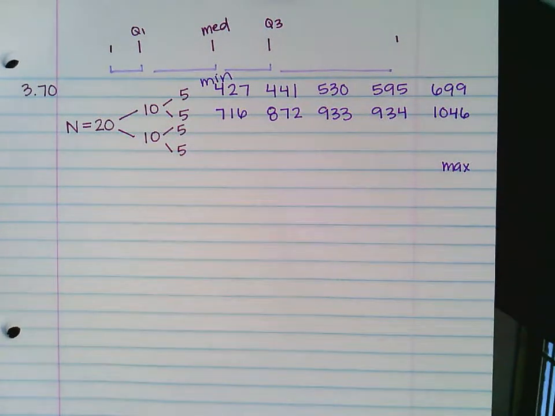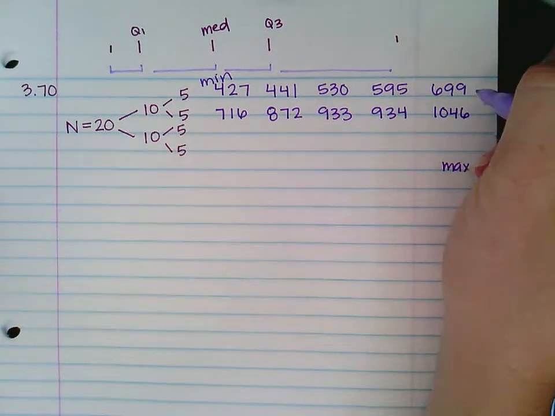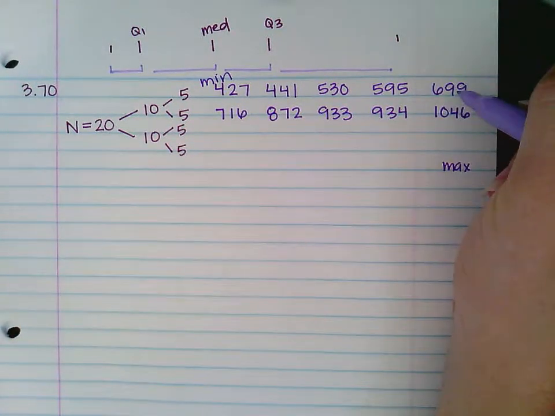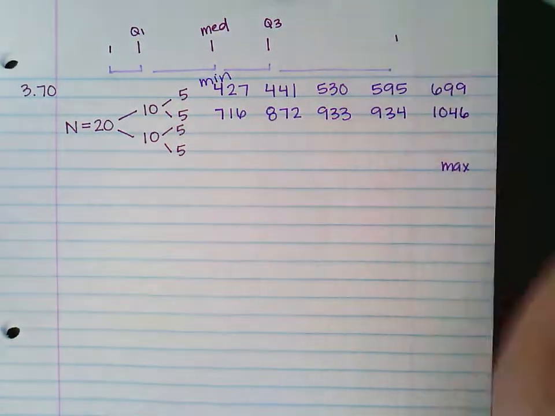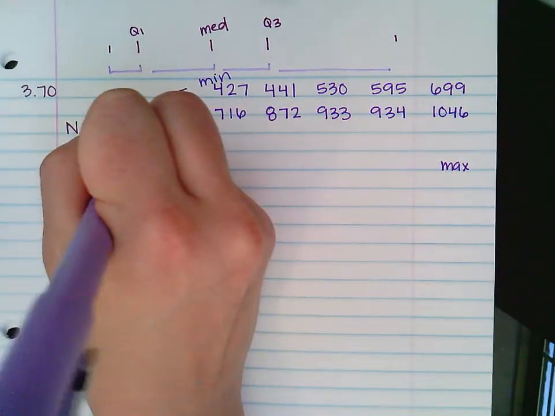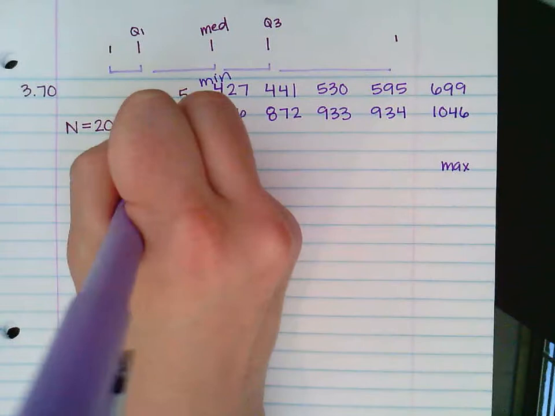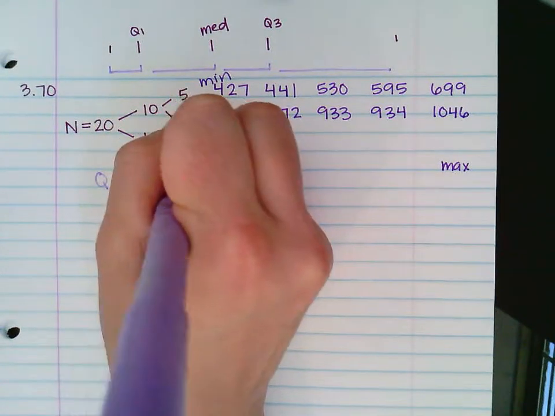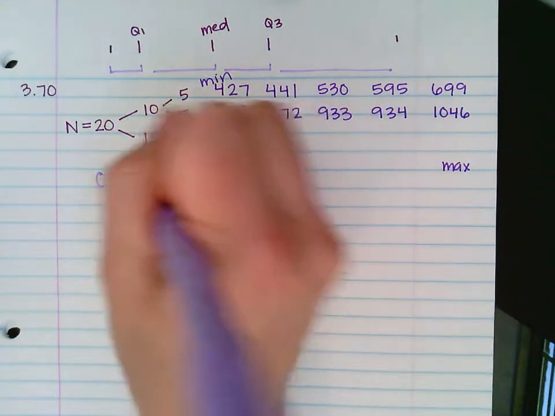Now, the reason that I'm going to do that is it wants me to figure out where Q1 is. Well, Q1 is going to be whatever the middle point is between 699 and 716. So Q1 is the middle point of 699 and 716.